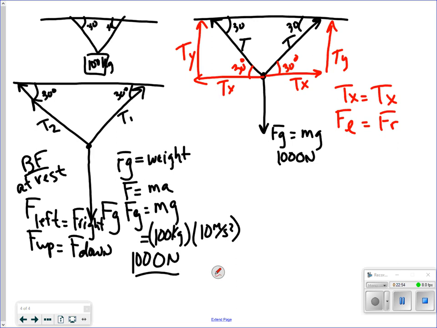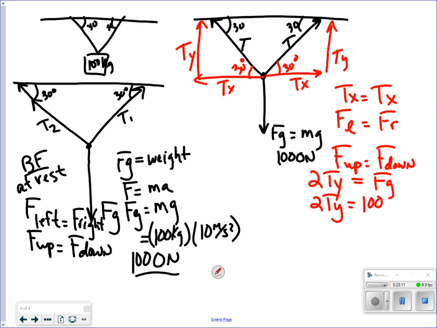So if I do forces up equal to forces down, well, forces up, I have 2Ty. They're both literally pointing up. And this is Fg. So I could say 2Ty equals 1,000 newtons. Ty equals 500 newtons. So if I put that up here, I know it's the same on the other side.